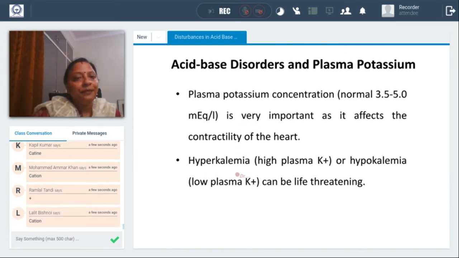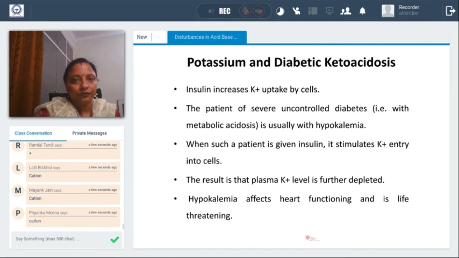Hyperkalemia, high plasma potassium concentration, or hypokalemia, low plasma concentration, can be life-threatening. It is related with diabetic ketoacidosis or diabetes mellitus. Insulin increases potassium ion uptake by cells. The patient of severe uncontrolled diabetes with metabolic acidosis is usually with hypokalemia. You have to remember the word hypokalemia with this diabetic ketoacidosis.